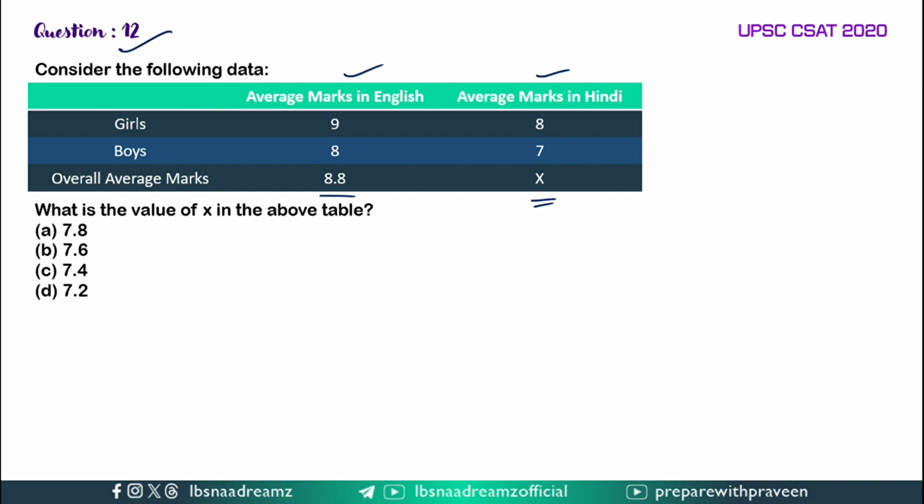So let us take number of boys is equal to, see, we need to find the value of X, right? So we can take, first they have given girls, right? So we will take girls. Number of girls is equal to P and number of boys is equal to Q, right? We will divide this into two, English and Hindi.